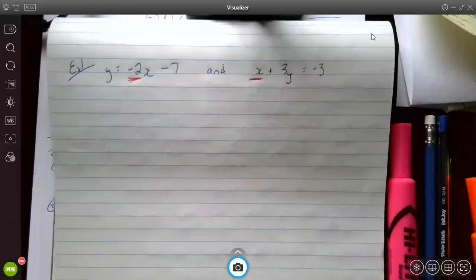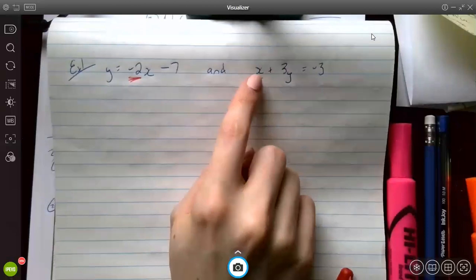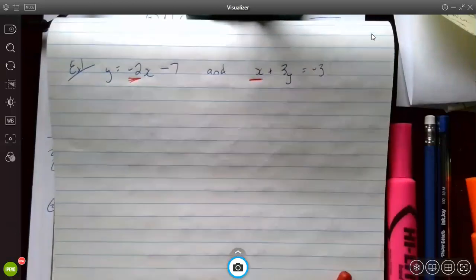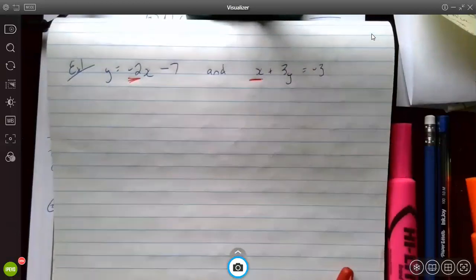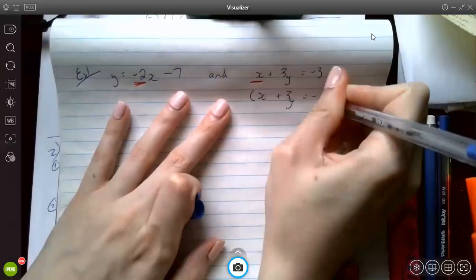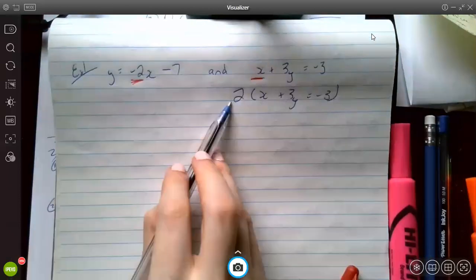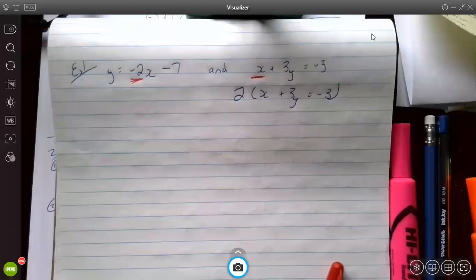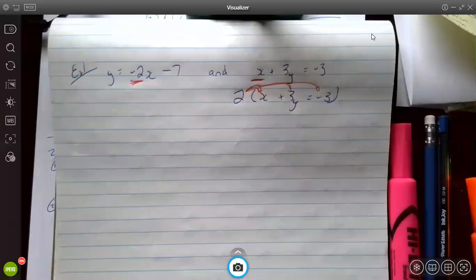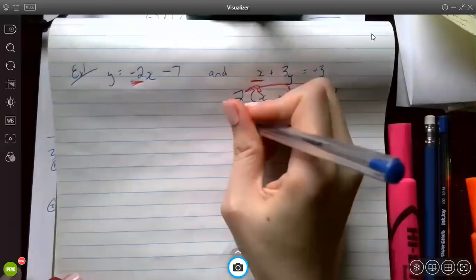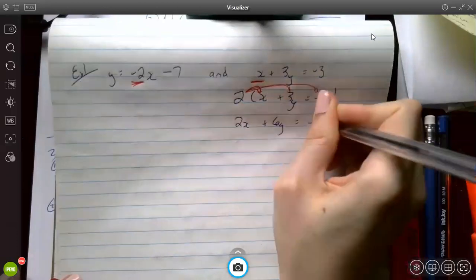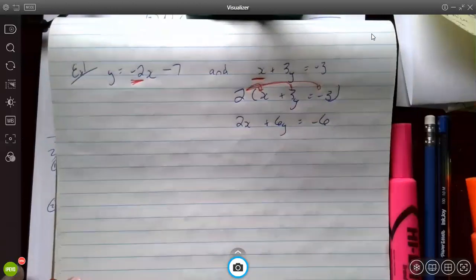In order to do that, I need to get either a 2 or a negative 2 in front of the x in this equation, which means I need to take the entire equation, x plus 3y equals negative 3, and multiply it by either 2 or negative 2. Because I like working with positive numbers, I'm going to multiply it by 2. That leaves me with 2x plus 6y equals negative 6 as my first equation.